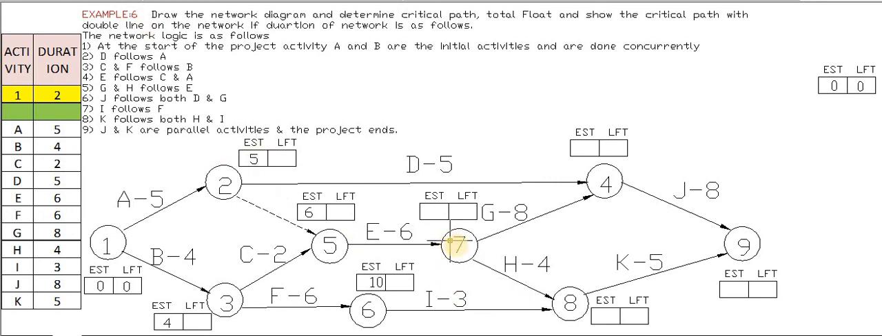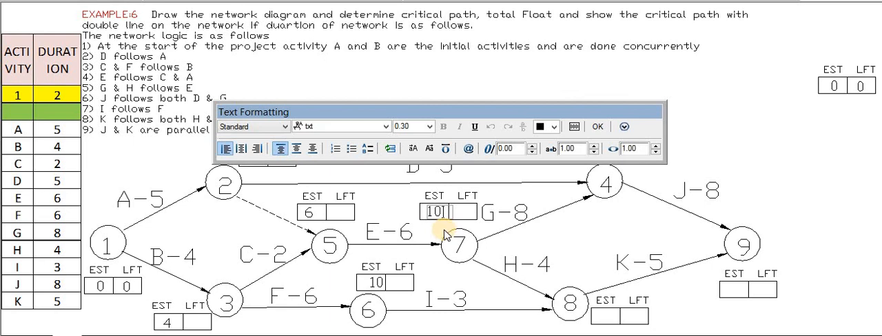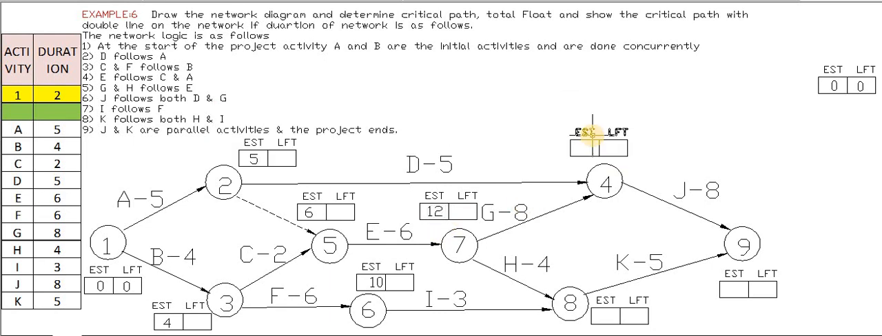What is serial number 7? Serial number 7 again has one arrow, that means only 5 to 7 is converging. This activity has a duration of 6. What is the EST for the previous? EST for previous is 6. So 6 plus 6 is nothing but 12. So we can copy this and change it to 12. Yes, 12.